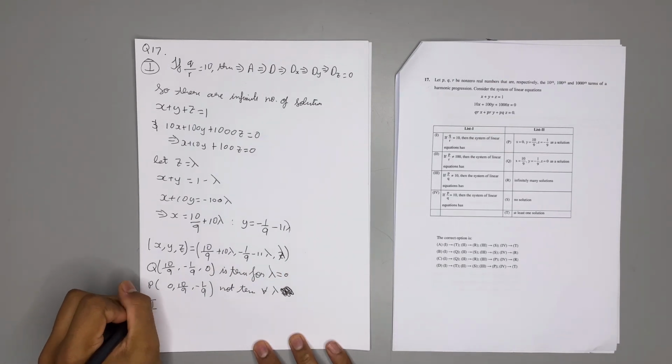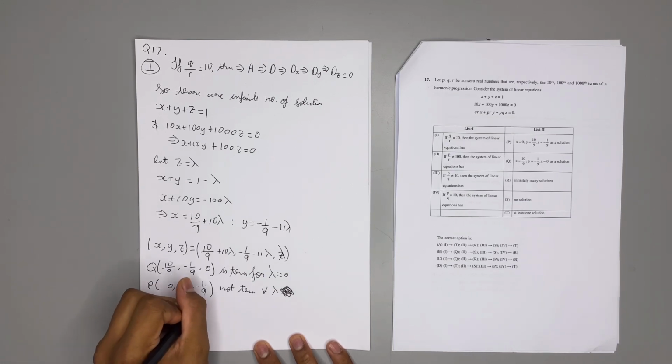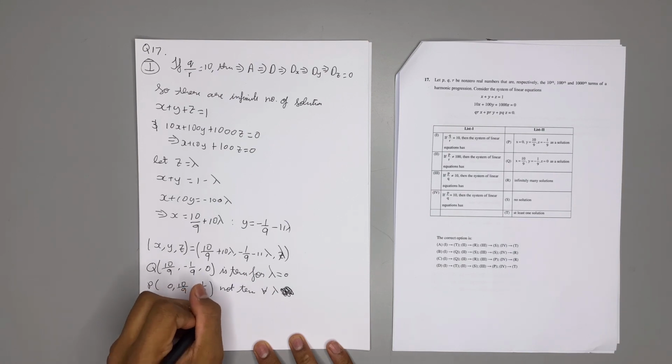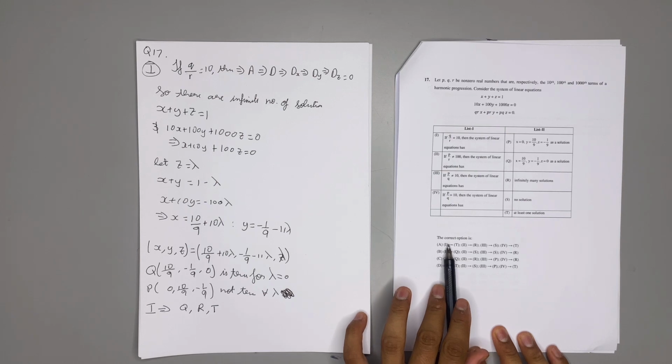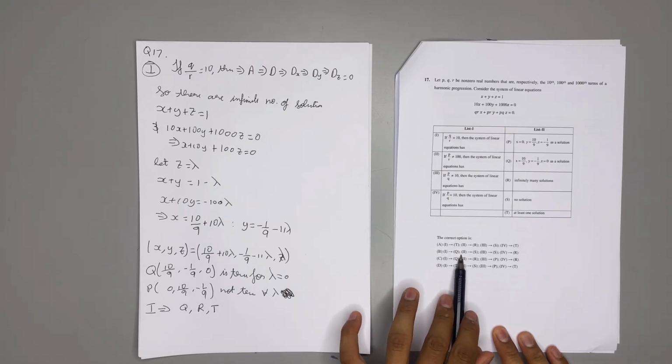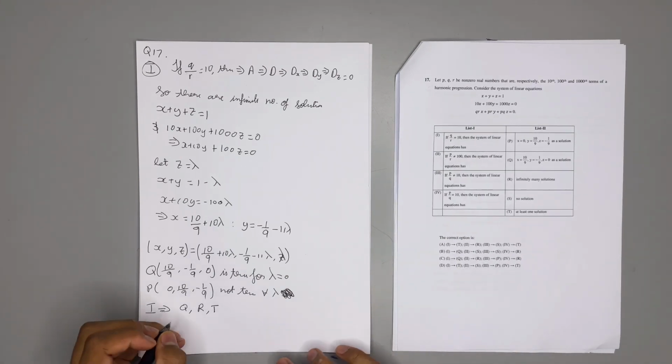Therefore, I tends to go towards Q, R, and T. I goes to Q, it can go to R, or it can go to T. Therefore, all of these solutions could be possible for the first one. Let's go to II now.